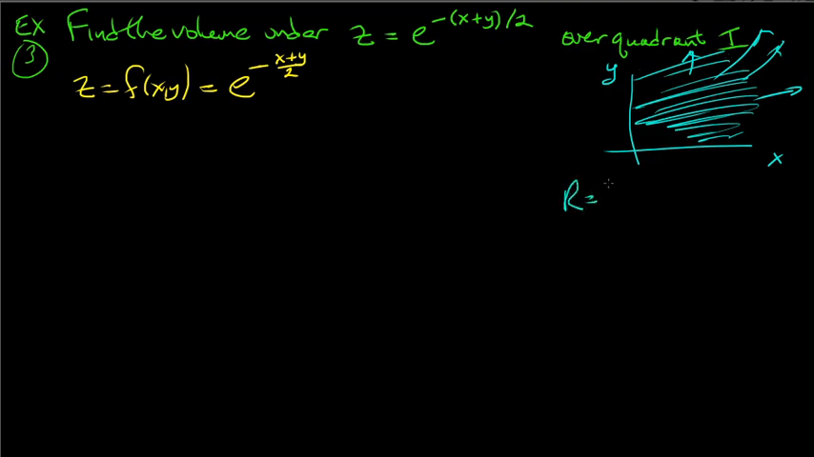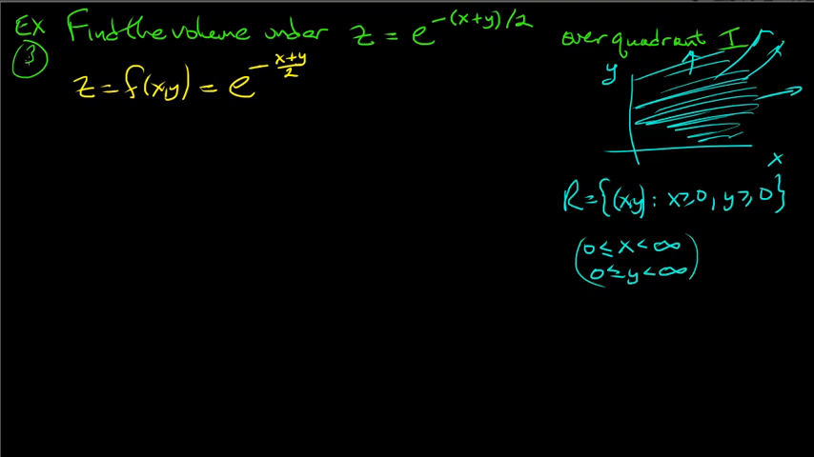Right? So in other words, it's the set of points x and y in the xy plane such that x is greater than or equal to 0 and y is greater than or equal to 0. There's no upper bound. It goes to infinity, right? If you like, you can write it this way. That might be a little more indicative of what the limits of the integrals are going to be.